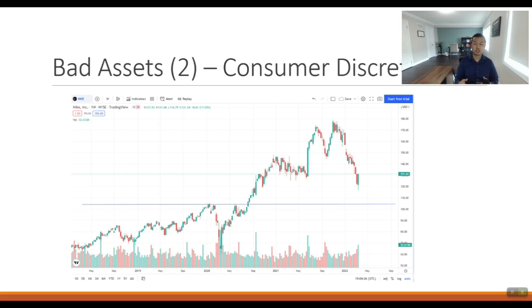I think the inflation is not going to be stopped here, and I think once the inflation becomes more and more rampant, consumer discretionary stocks are the first to go.